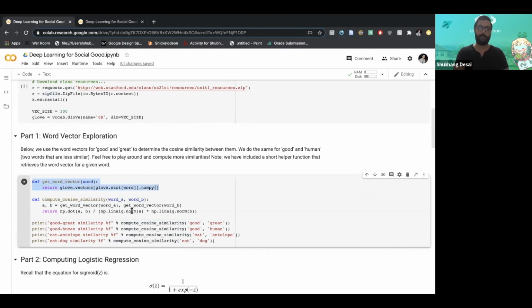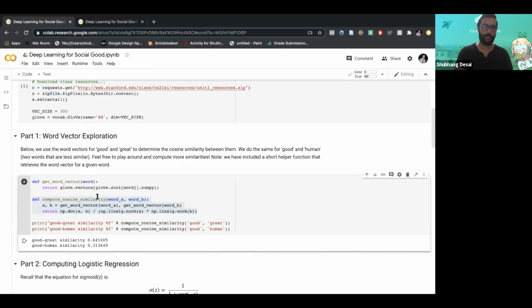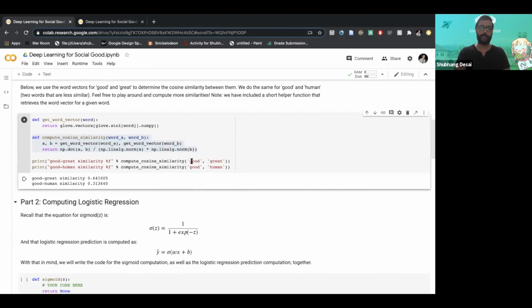We have this helper function, which basically gets a word vector given a word. And we have this function to compute cosine similarity between two word vectors. You'll probably recall cosine similarity from linear algebra. It's just a metric which tells you how similar two vectors are, essentially. So we see that when we compute cosine similarity between good and great, it's higher than when we compute cosine similarity between good and human. And I guess that makes sense because good and great are more similar words than good and human.